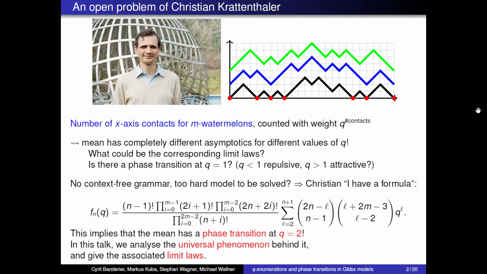And from this formula, it's possible to prove that there is one phase transition, and it is at q equals 2. And it's not clear a priori why q equals 2. q equals 1 could be natural, but q equals 2, not clear. So in this talk, we will analyze this type of phenomenon, what is the universality behind it, and we will give the limit laws.